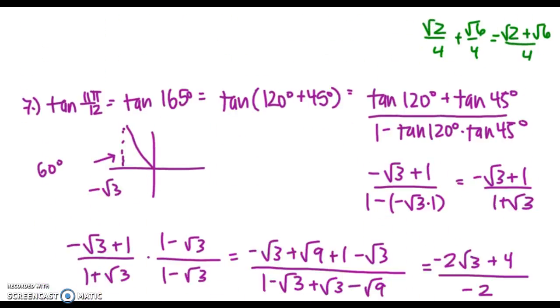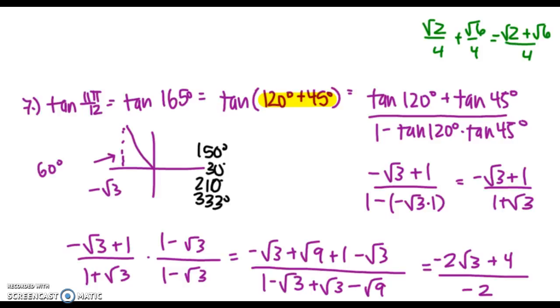11 pi over 12 is 165 degrees. So the main thing when you're rewriting this portion right here, you want to find a way to rewrite it so that it is not using a 30-degree reference angle. So I would have wanted to avoid 150 degrees or 30 degrees or 210 degrees or 330 degrees. Those are all ones that we would want to avoid when using tangent. 120 is a good choice because you have a 60-degree reference angle.